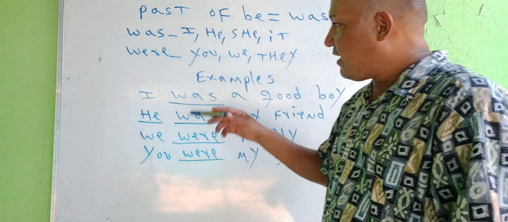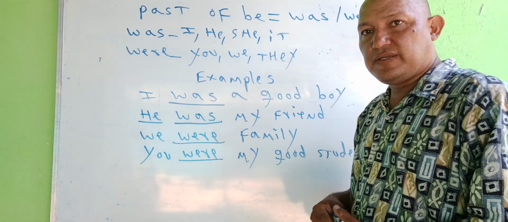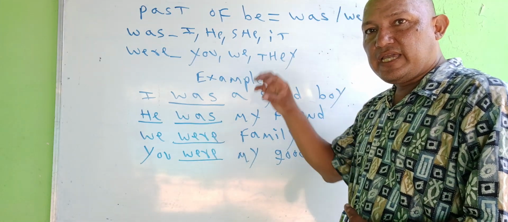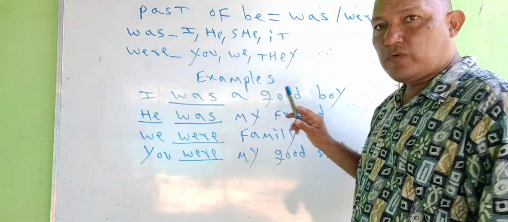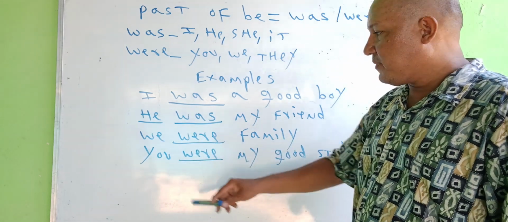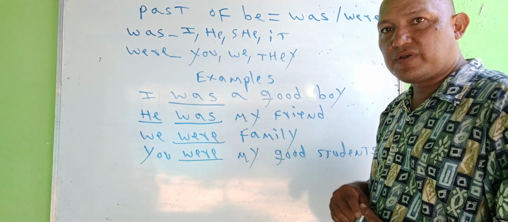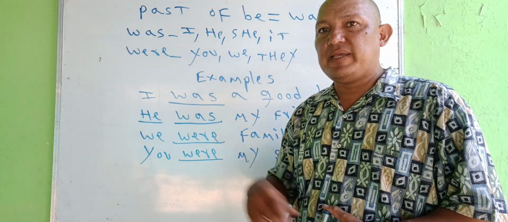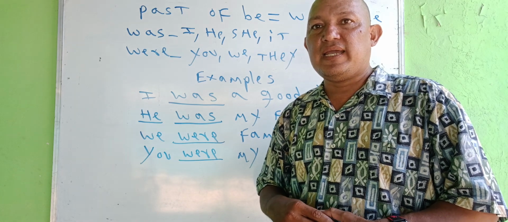Now let me read for you these examples so you can see how we're going to write each form of the verb to be. I was a good boy, he was my friend, we were family, you were my good students. This is the way we're going to use affirmative statements using the simple past tense of the verb to be.